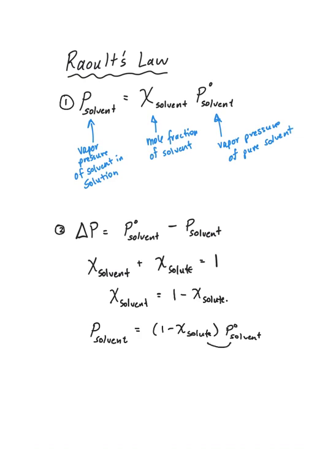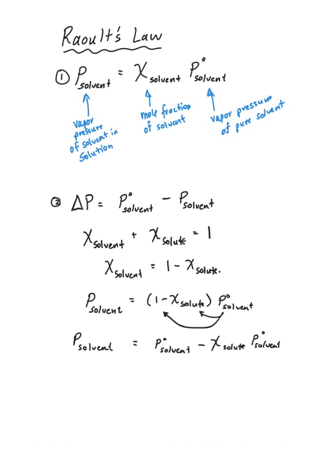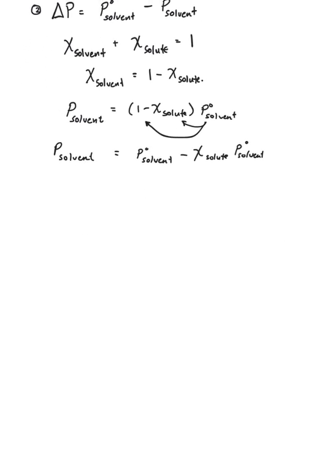I'm going to distribute this quantity. So I'll have that the vapor pressure of solvent in solution is equal to the vapor pressure of pure solvent minus the mole fraction of solute times the vapor pressure of pure solvent. One more time, move this up a little bit so that we can see that this quantity minus this quantity can give us something of interest.